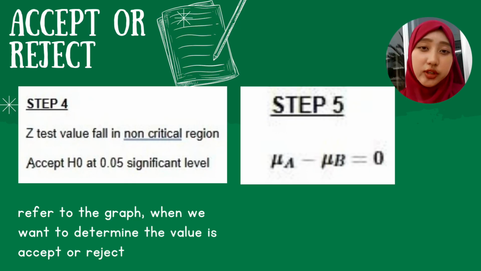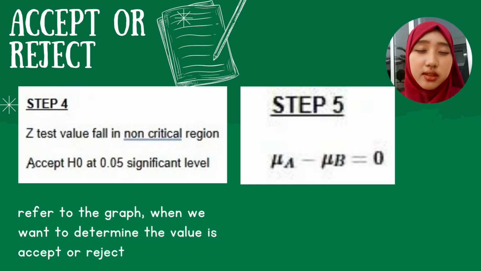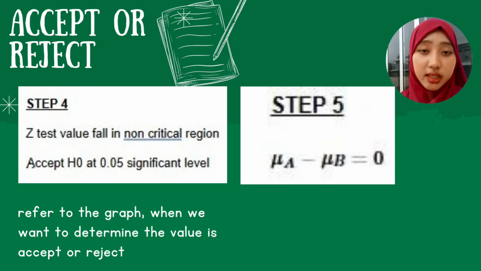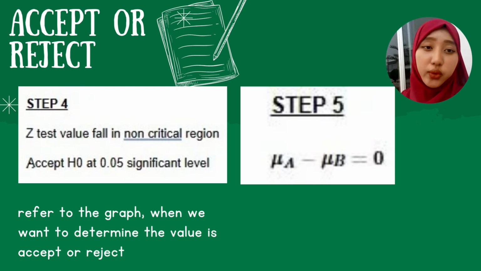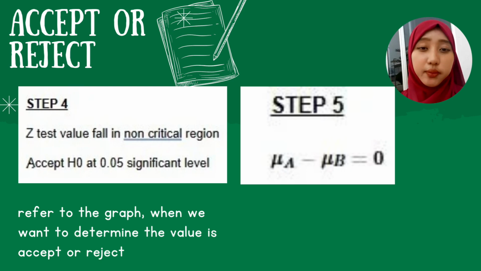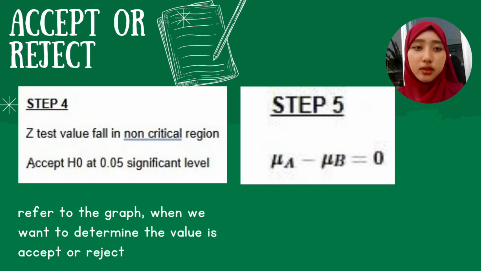For step 4 and 5, we just need to know whether to accept or reject. From the graph we just made, the red line is the z-test value and the blue one is the alpha one. So if the z-test value falls in the blue one, it means it falls in the critical region. But if the z-test value is outside the blue one, it means it falls in the non-critical region. If non-critical region, we accept, but if it falls in the critical region, we reject at the alpha significance level. And for step 5, just write back what step 1 has.